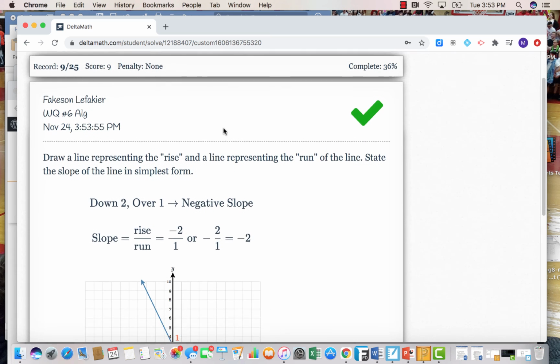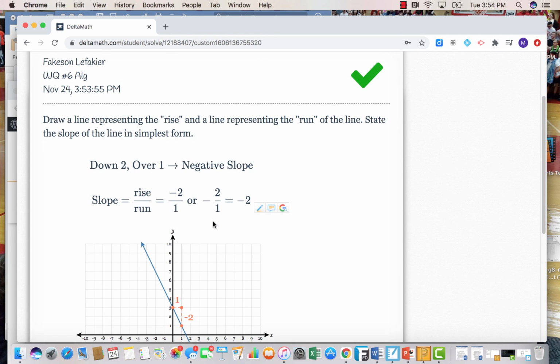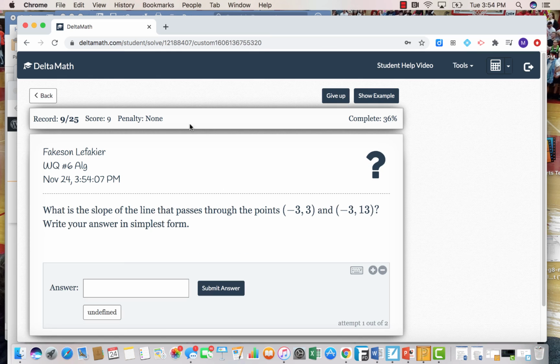Looks like they do. But you can see right here, they said in the end it would be negative 2, but they'll take negative 2 over 1. Which I think is important because it is a ratio. Hopefully that helps you with your weekly quiz. If there's anything else that you need, let me know.